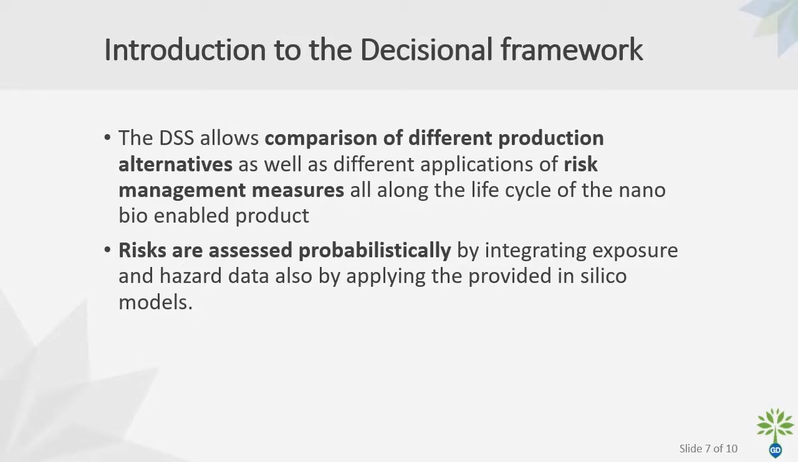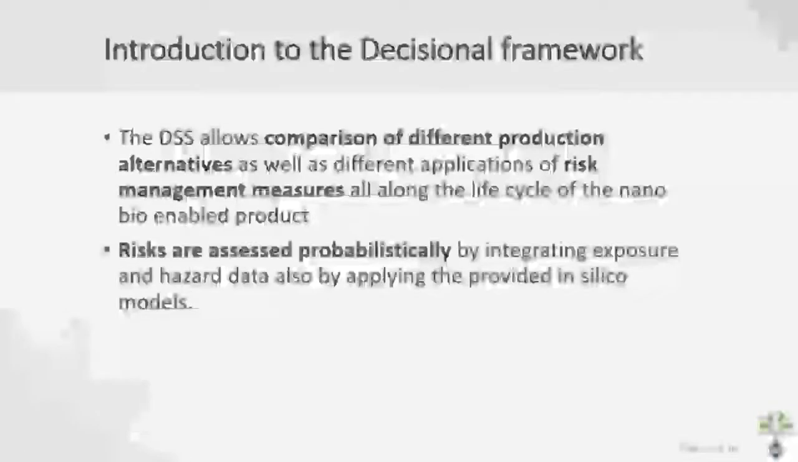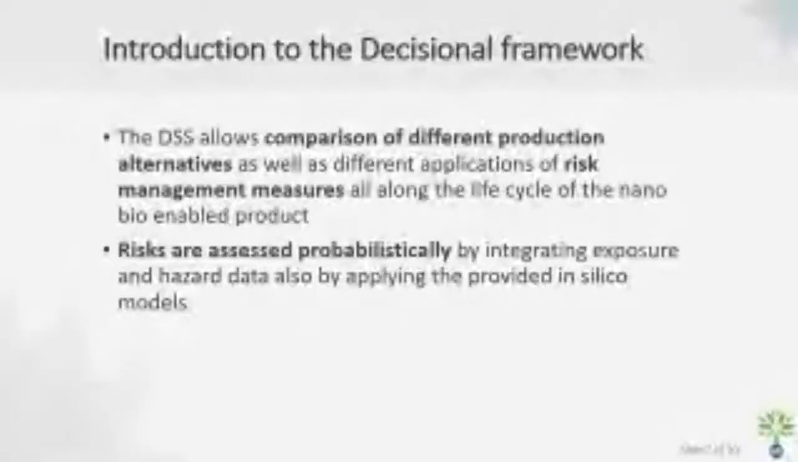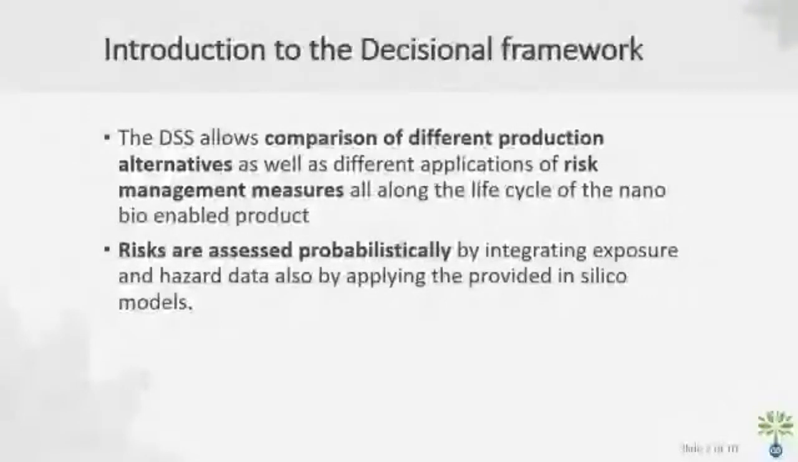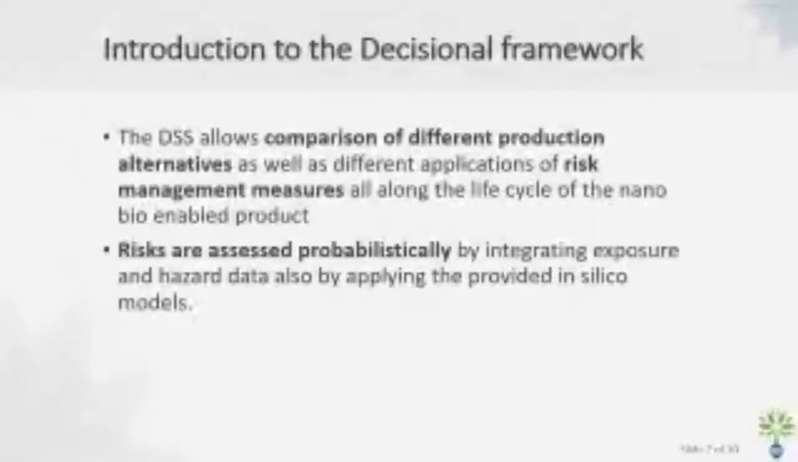To this end, risks are calculated, and this is done in a probabilistic way, so that uncertainty is fully taken into account in the whole chain of action, bringing to the final assessment. The assessment of risk is performed by integrating exposure and hazard data. And for this, the tool also embeds several in silico models which can be used to generate missing data, both related to exposure and hazard.